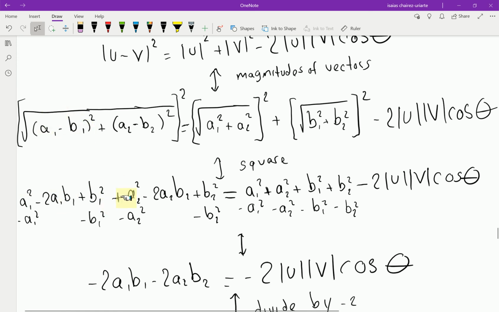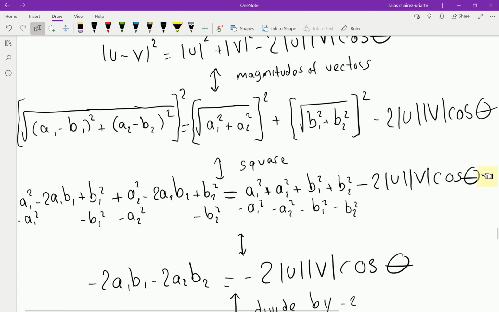Then plus, then we have to square this. Well, it's something similar: a2 squared minus 2a2b2 plus b2 squared. All of this is equal to, here the square root and the exponent cancel each other out, so there's no need to square here. That's just a1 squared plus a2 squared plus b1 squared plus b2 squared minus and so on.